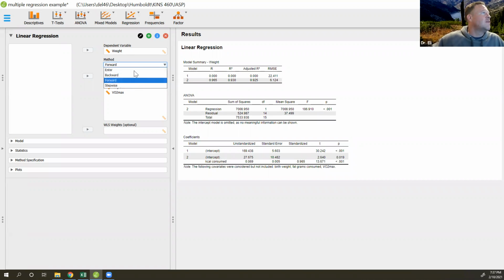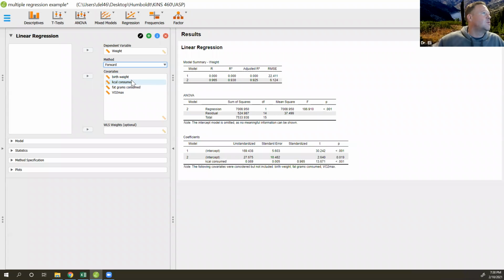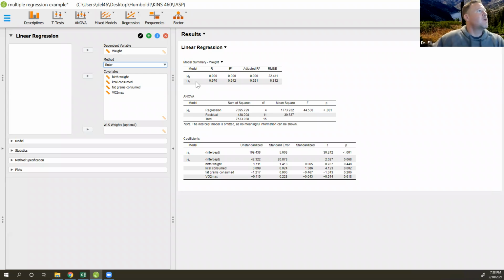All right, so if I just do this, I'm just going to go forward. Okay, there you go. Doesn't really matter, okay? What I get here is, I'm going to actually come back and do it like this. What I have here is this H1. This is what we're looking at. And it tells me this is the R squared, because that's what we look at in multiple regressions, that 94% of body weight can be explained by these variables here.